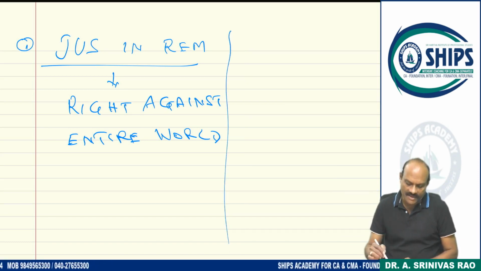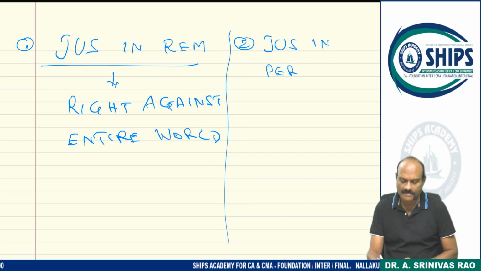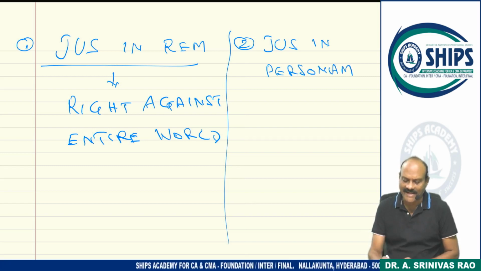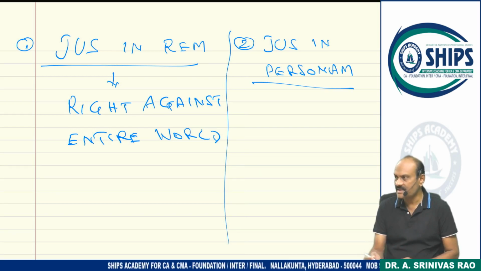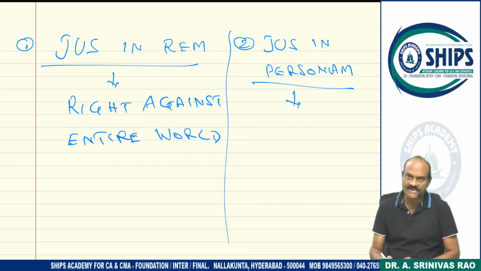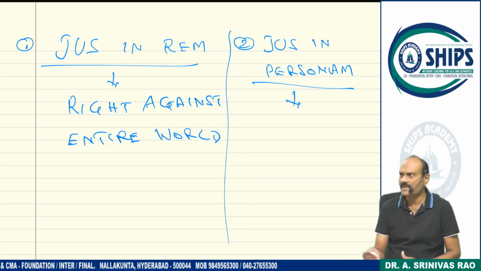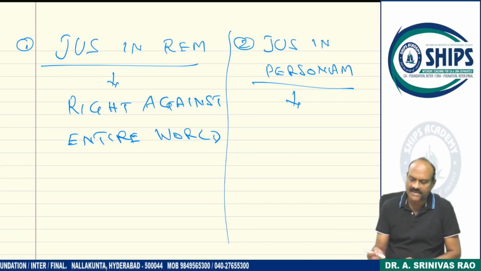One more word is there, jus in personam. What is the meaning of these two? Both are Latin words. Jus in personam, the term itself is self-explanatory: a right against a person. If I have a right against one person, that is called jus in personam. If it is a right against the whole world, it is jus in rem.